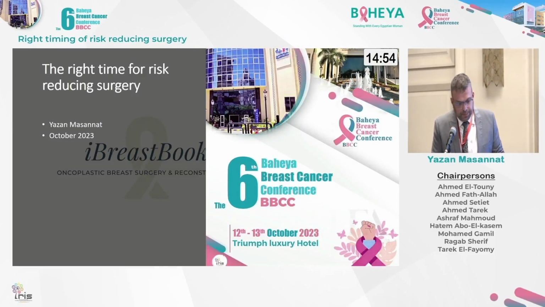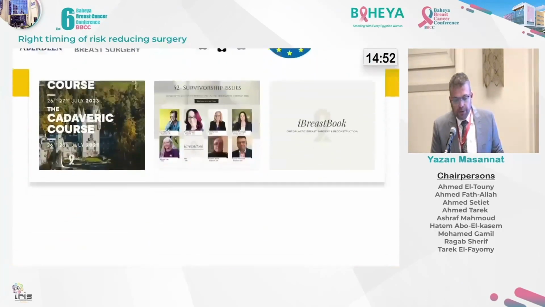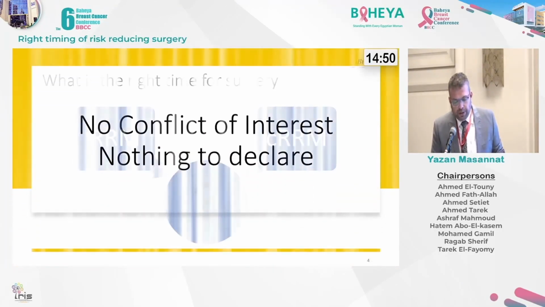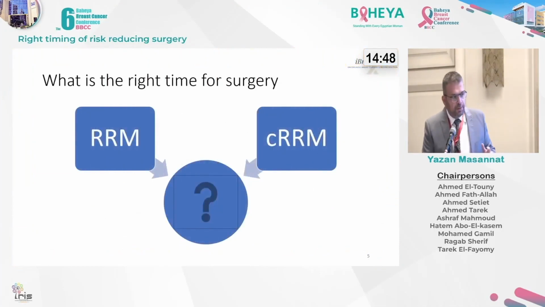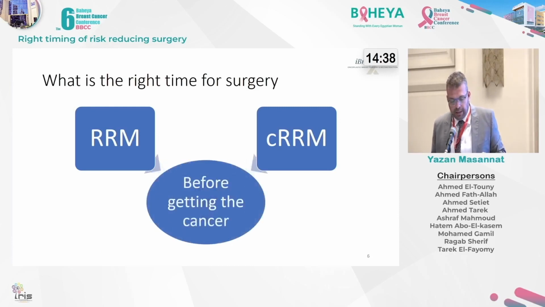So when we talk about risk-reducing surgery, the right timing for that, we need to remember that there are two different scenarios. One is risk-reduction surgery for patients that have had no cancer, and one is contralateral risk-reduction surgery for patients that have had cancer. And the key thing is to do the surgery before they have a second tumor or before they have a tumor.